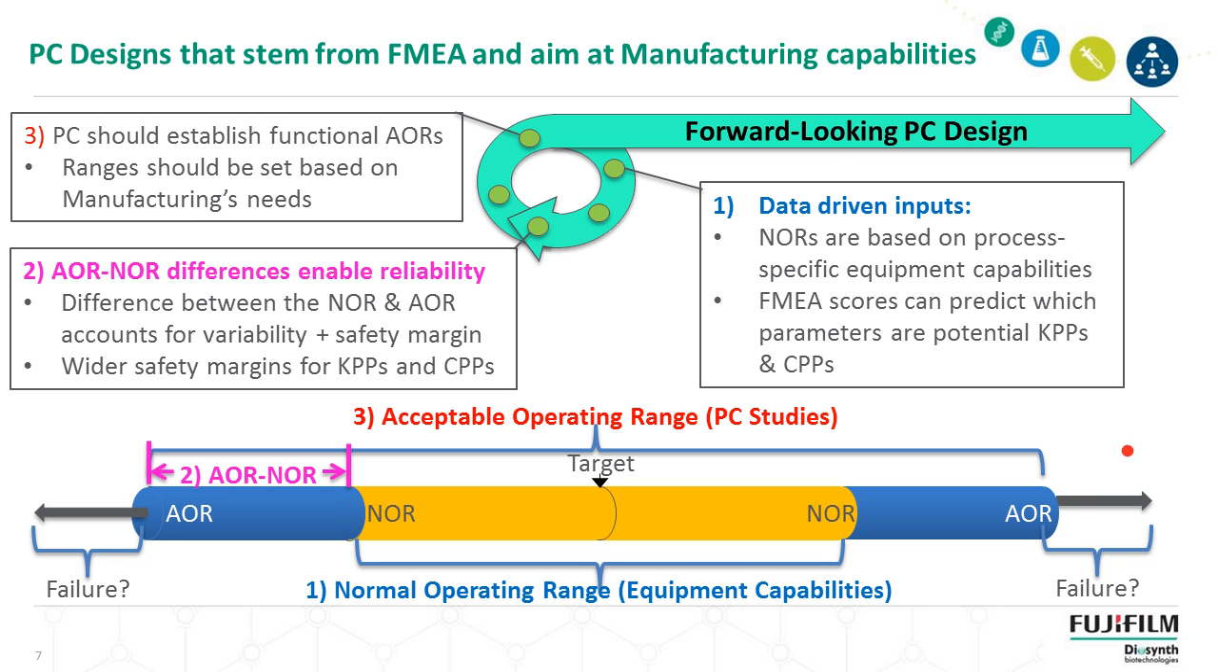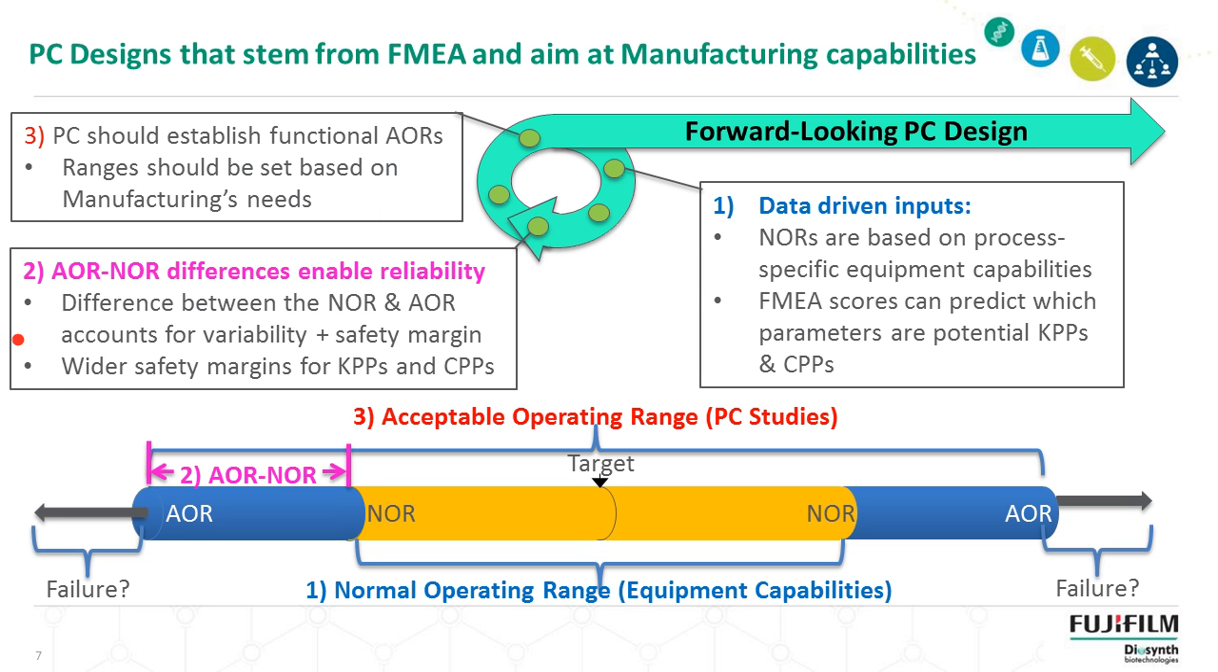The first assumption is that the inputs for process characterization scoping really should be data-driven inputs. And this comes down to the normal operating ranges should be based on the process-specific equipment capabilities. Some capabilities are process-specific and some are process-agnostic, but those normal operating ranges based on the equipment themselves need to be considered. The second element of that is that the FMEA scores can be predictive of both key process parameters and critical process parameters. They're not always exactly aligning, but they are close.